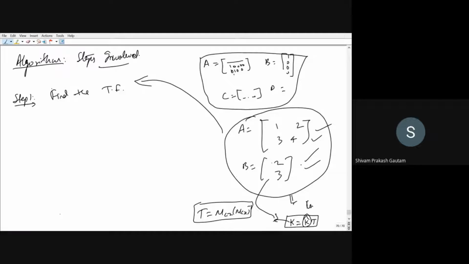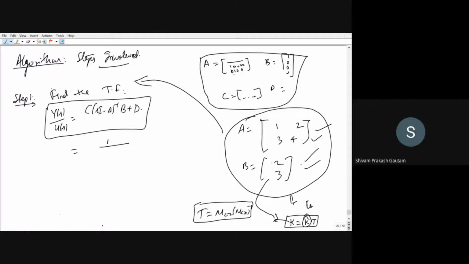So step one, for the condition when control canonical form is not given, is find the transfer function. How will you find the transfer function? You already know the formula: Y(s) upon U(s) is equal to C (sI minus A) inverse B plus D. This is the standard formula. You will use it, and from this you can get the numerator and the denominator, right? From here on, you know how to get the control canonical form.